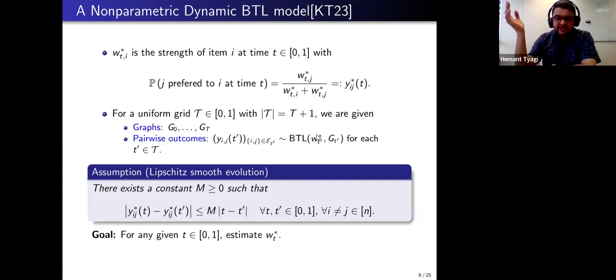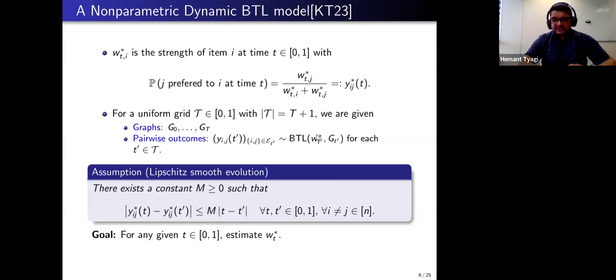Assume at each time t that you have the strength vector WT star of length n. So you have n items. The number of items is the same over time for simplicity. And WT star I is the strength of item I at time t. I'm assuming my time domain is the 0-1 interval, which is without loss of generality, just as we do in non-parametric estimation. So time is limited to 0-1.